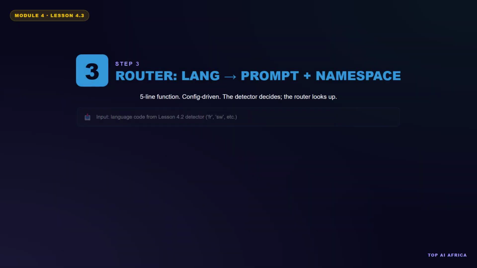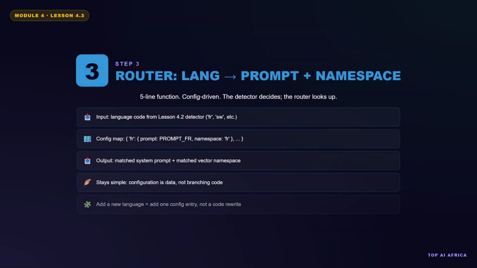Step 3. Routing the detected language to the matched pipeline. When the detector from lesson 4.2 returns a language code, your router selects 2 things from a config map: the system prompt for that language, the vector namespace for that language. Both feed the next step. This is a 5-line function. The complexity stays low because the configuration is data, not code branches everywhere.